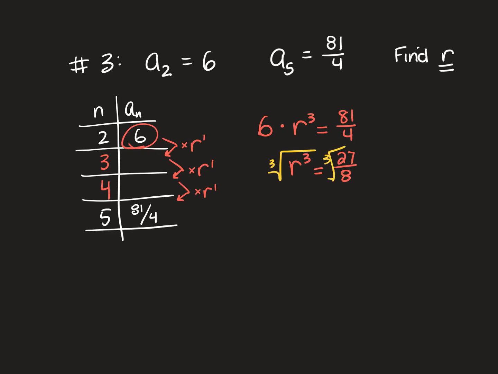Now, if you need your calculator to do that, that's fine. But remember, when we find the cubed root of a fraction, it's really just saying find the cubed root of the numerator and the cubed root of the denominator. So the cubed root of the numerator is 3, the cubed root of the denominator is 2, and our common ratio is 3/2. You may have also written that as 1.5.